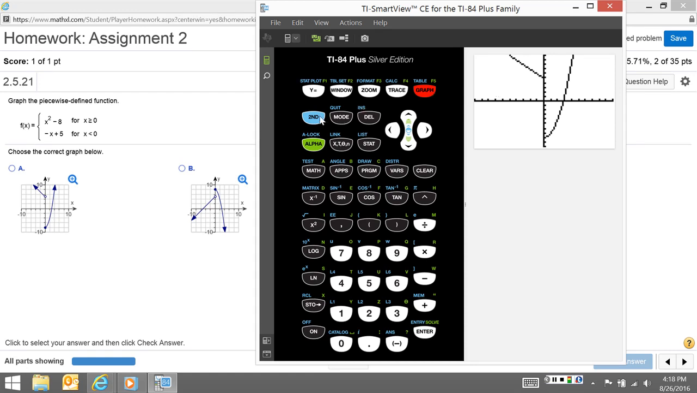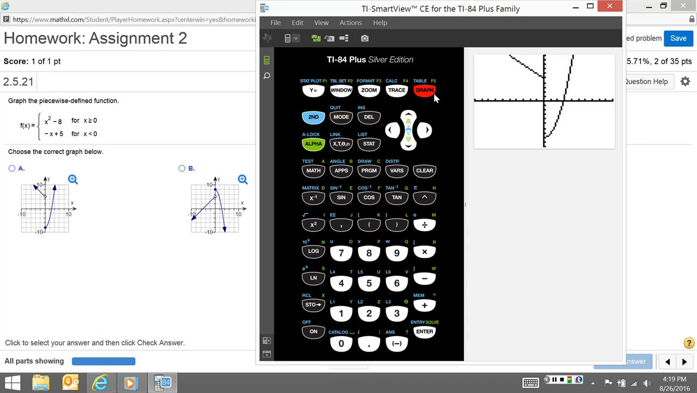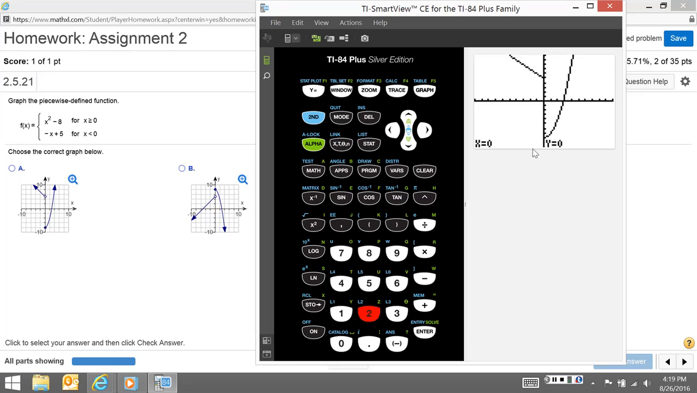One thing I did change on here is if I go here to mode, I changed to the dot versus the connected. For piecewise, this will show you anything specific as we go in closer here. So if I zoom in here, this will show you where it skips better, and that's the only reason you do that.